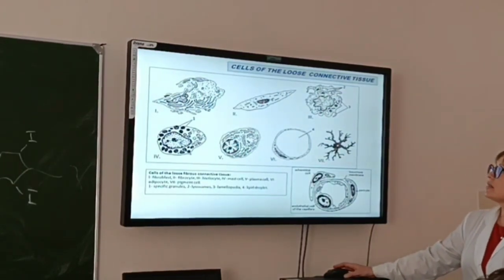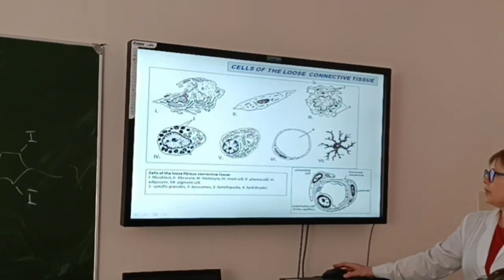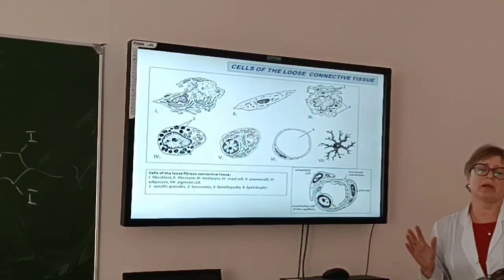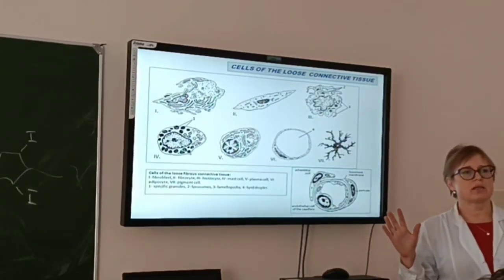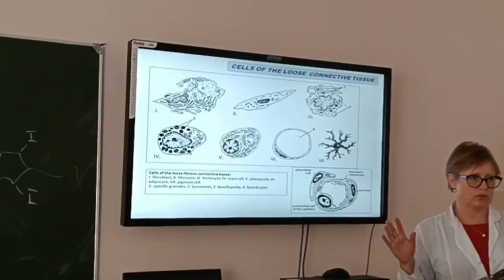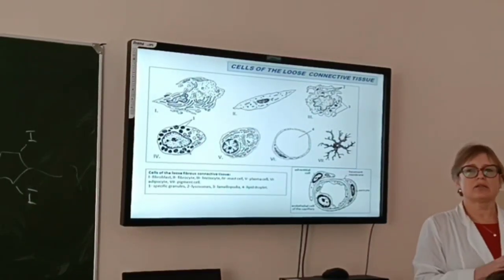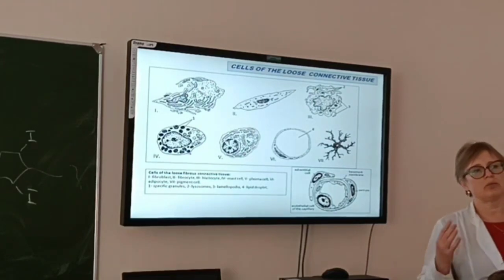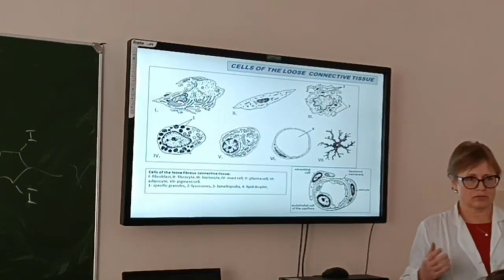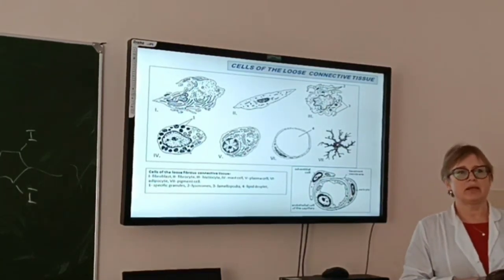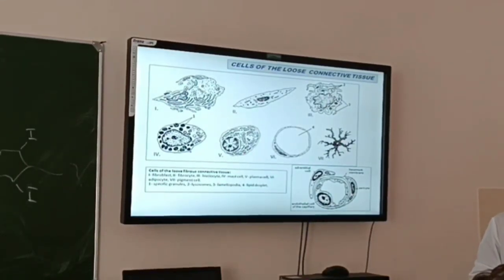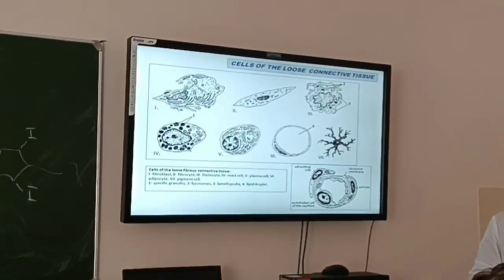First, the cells that can be found in loose connective tissue, we can subdivide into two groups or two populations. One group of cells can be found in any loose connective tissue, every time. And another group, these cells can be present, can be not. So the first group we name as resident. These cells are obligatorily present in loose connective tissue, and the second group we name as wandering.